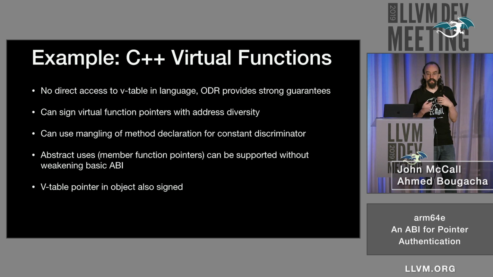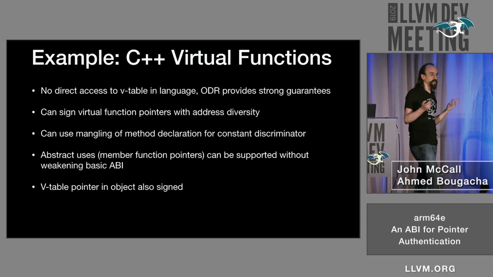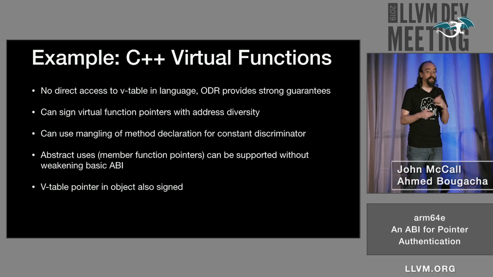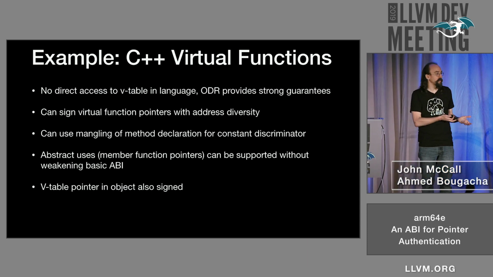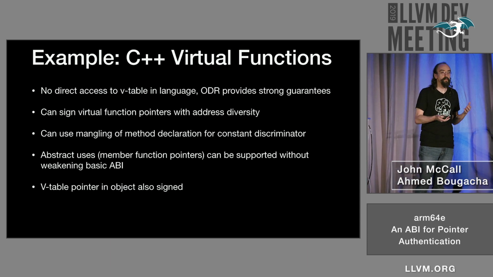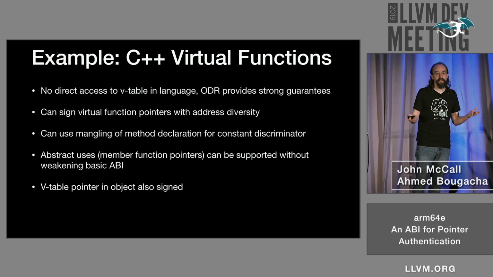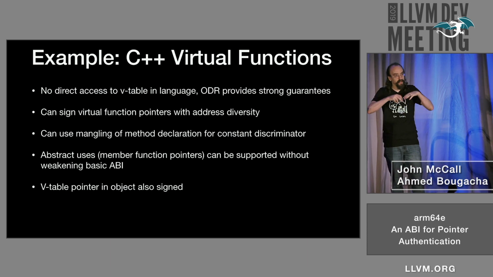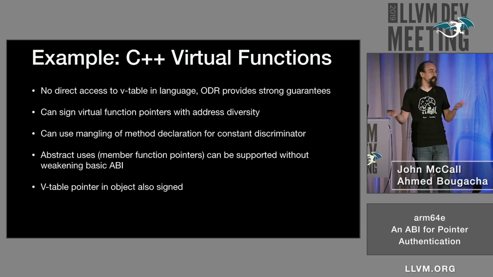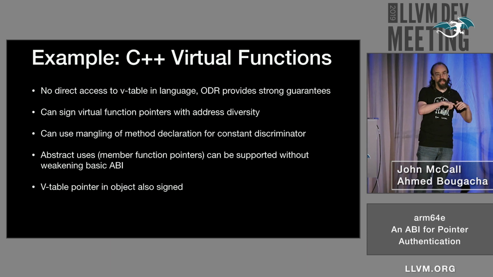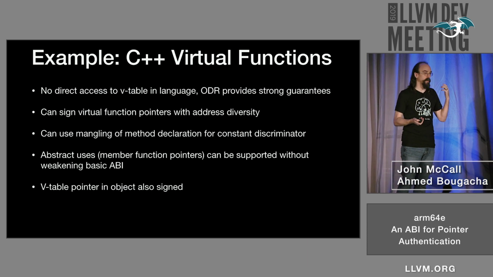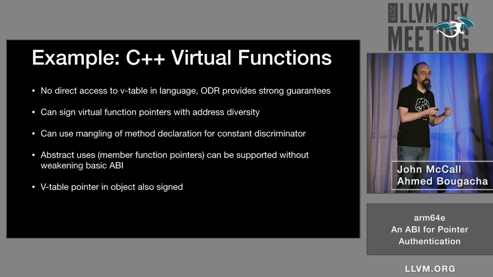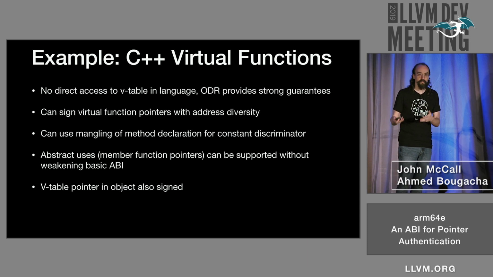As an example of that, let's talk about C++ virtual functions. C++ virtual functions are a great case for ways in which we can actually get very, very good discrimination by default. There is no direct access to the contents of a vtable in C++. You aren't allowed to read the vtable pointer out and memcopy its contents or anything like that. Because the contents of the vtable don't need to be copied, there's no reason we can't use address diversity on all of them. And there are abstract uses of vtables in C++ because of member function pointers. But for member function pointers, there's a way to implement them in a way that doesn't totally subvert our ability to use good constant discrimination here.